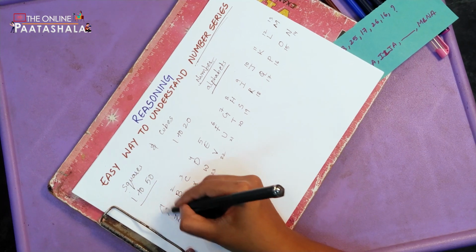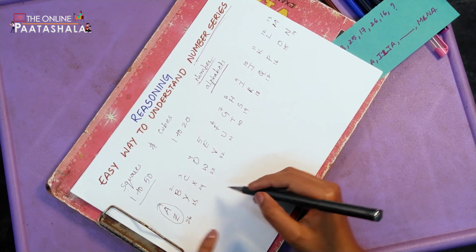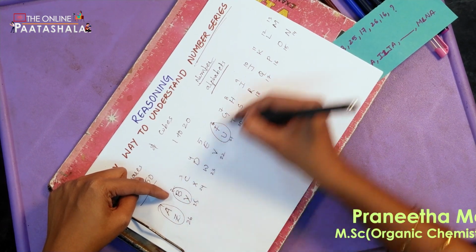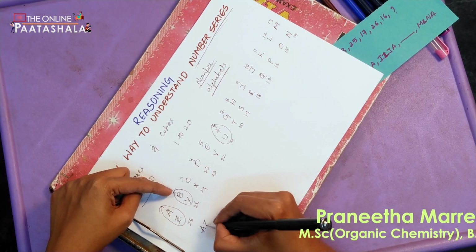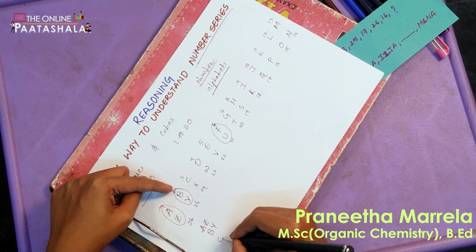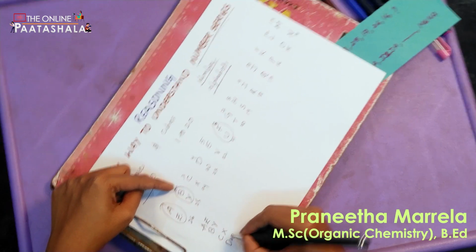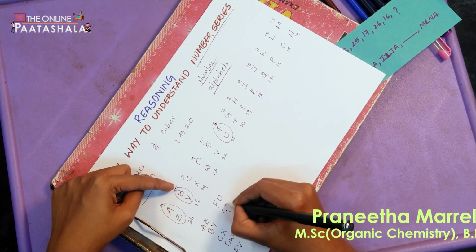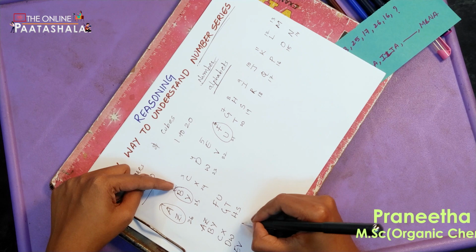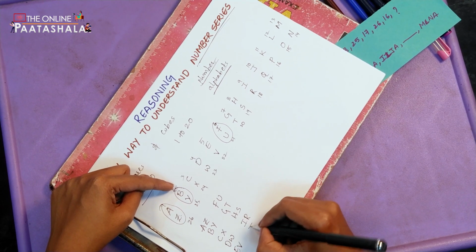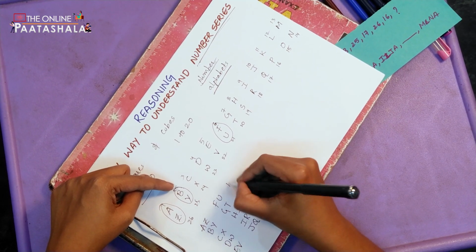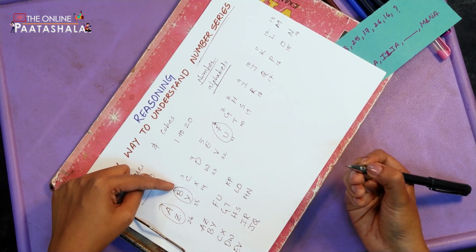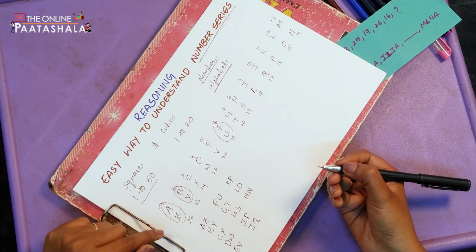This means these two are one pair, these two are one pair, and these two are one pair. Each has a pair: A, Z, B, Y, C, X, D, W, E, V, F, U, G, T, H, S, I, R, J, Q, K, P, L, O, M, N. These are the pairs, right?